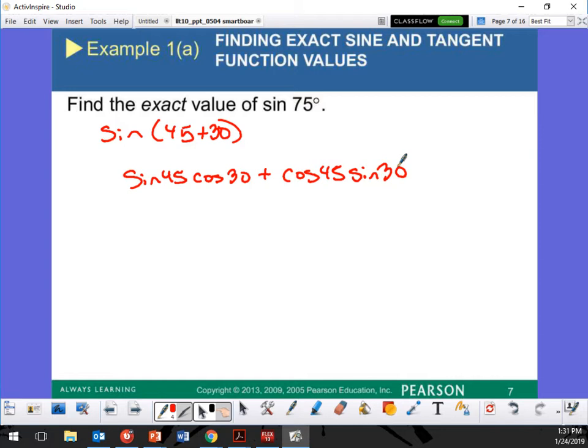Now, what do I need to actually do the next part of this? Your unit circle, right? Yeah, that thing. We need the unit circle to be able to get this. Square root 2 over 2.